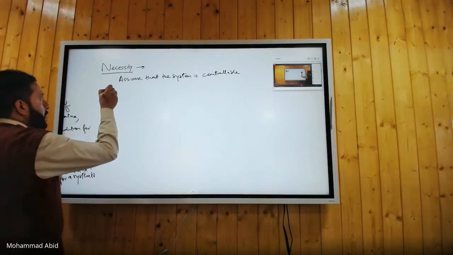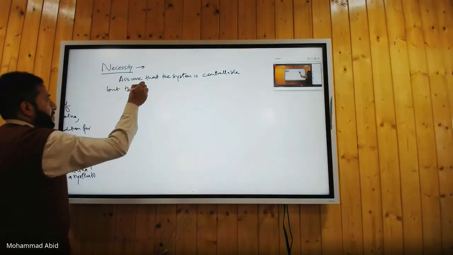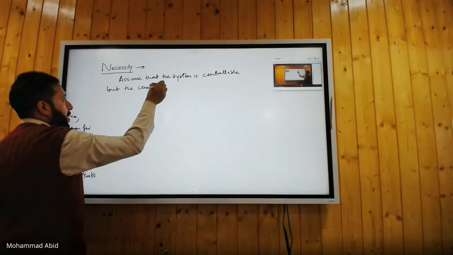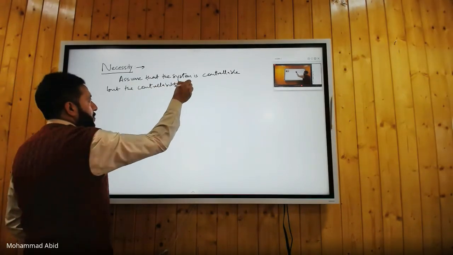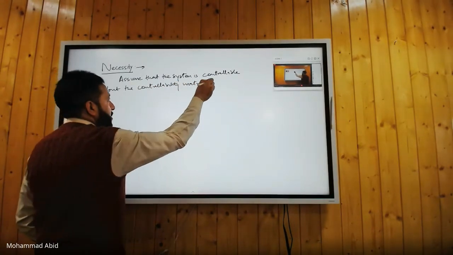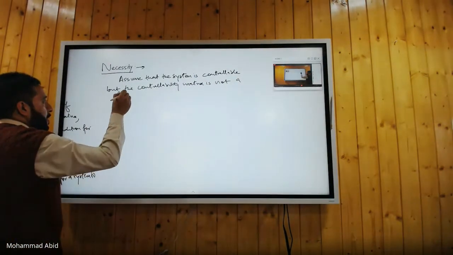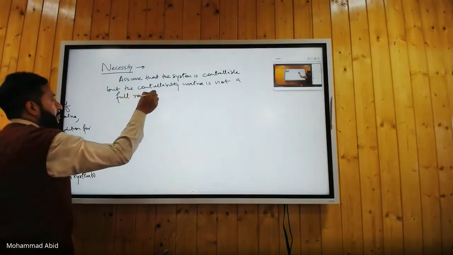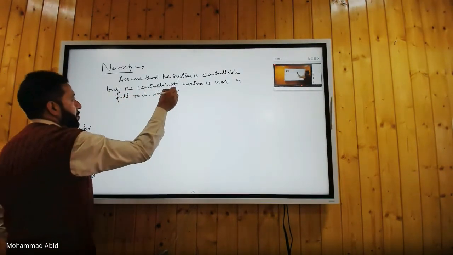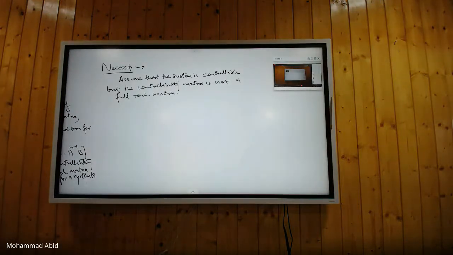but the controllability matrix is not a full rank matrix. By contradiction, we'll prove that this is not possible. A system is controllable, and the controllability matrix has to be a full rank matrix for a system to be controllable. So in order to prove the necessity of this theorem, we are assuming that the system is controllable, but the controllability matrix is not a full rank matrix.